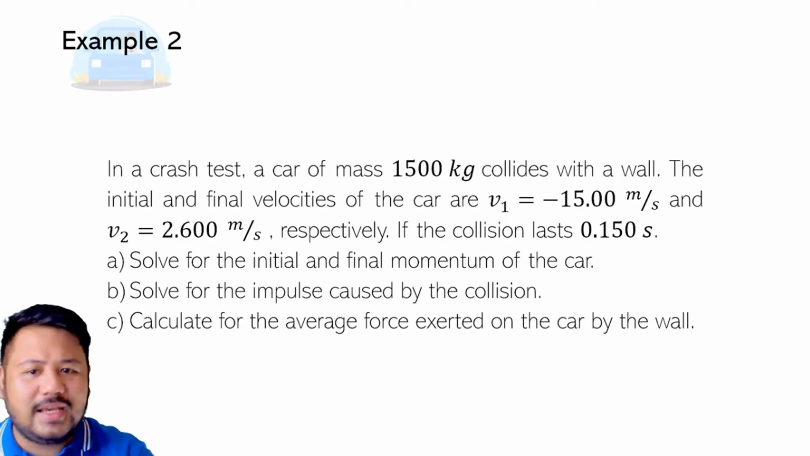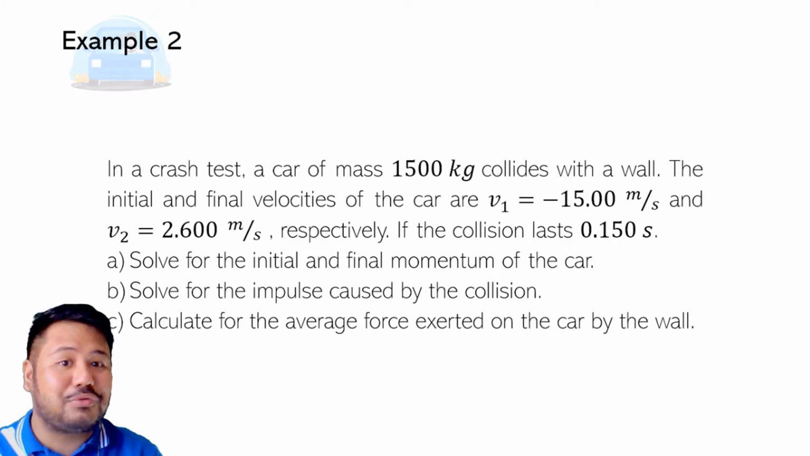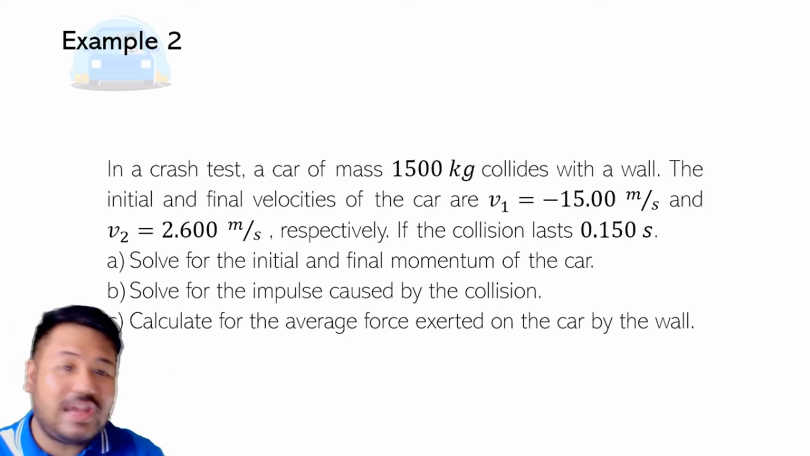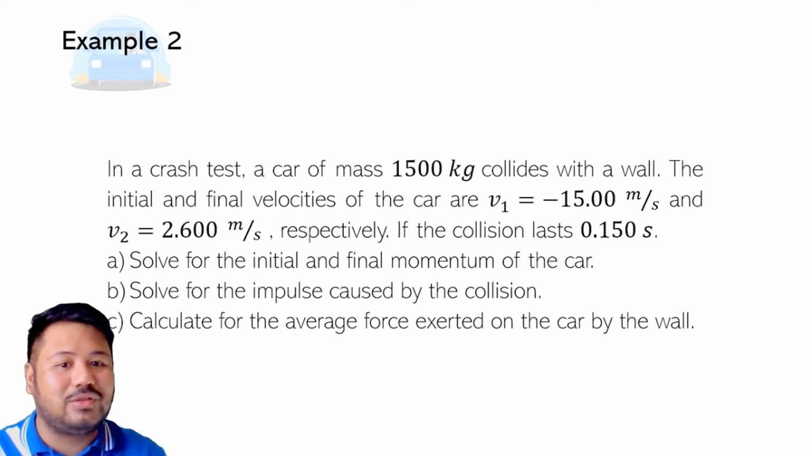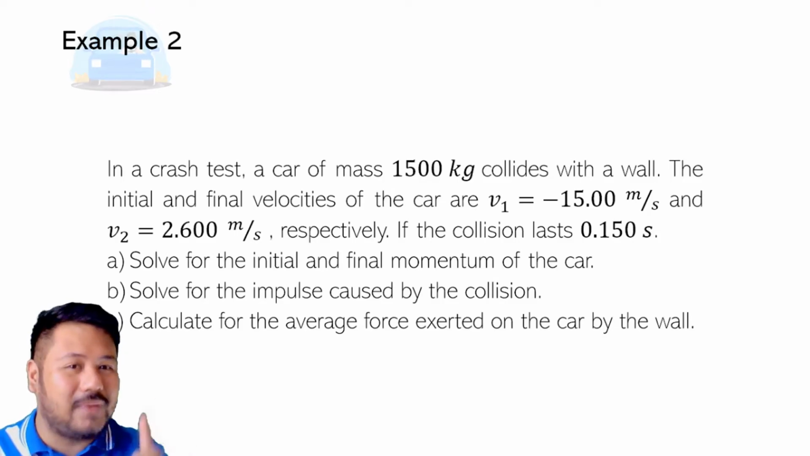We now have this example. Example number 2. In a crash test, a car of mass 1,500 kg collides with a wall. The initial and final velocities of the car are v1 equal to negative 15 meters per second and v2 equal to 2.600 meters per second, respectively. If the collision lasts for 0.150 seconds, A. Solve for the initial and final momentum of the car. B. Solve for the impulse caused by the collision. And C. Calculate the average force exerted on the car by the wall.